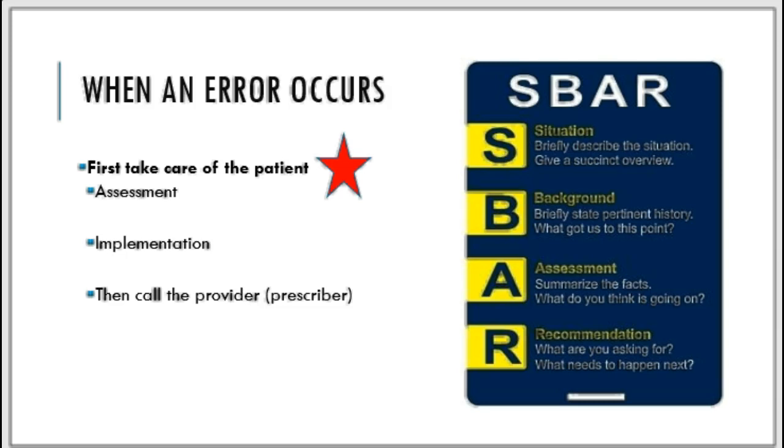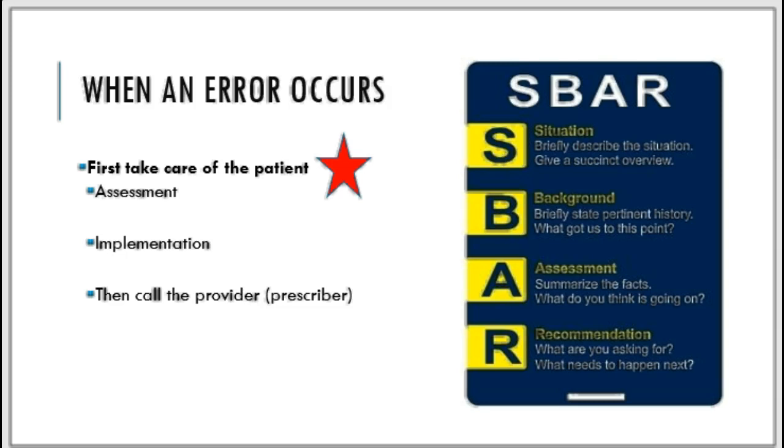So when an error occurs, the first thing to always do is take care of the patient. If you didn't realize that the patient was that sedated and gave them more sedating medicine, the first thing to do is take care of them. Do your ABCs, watch the airway if the patient is too groggy. Say we gave too much insulin, what we're going to do in that case is check the blood sugar, watch the airway, do assessments. So back to the ABCs again.